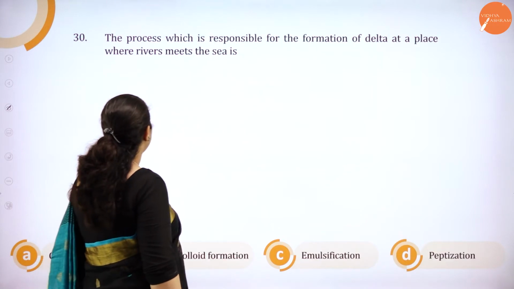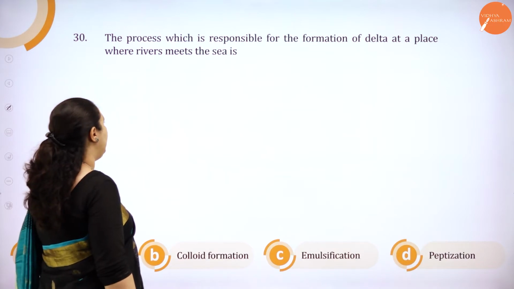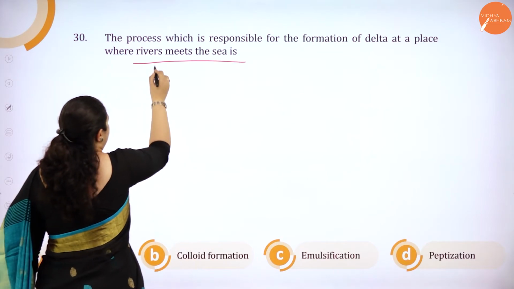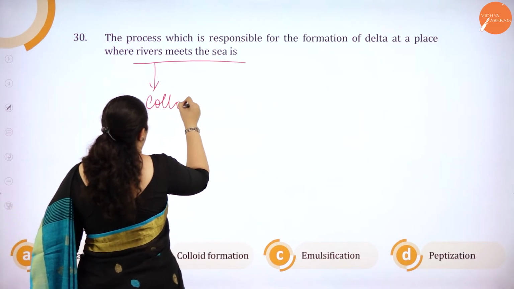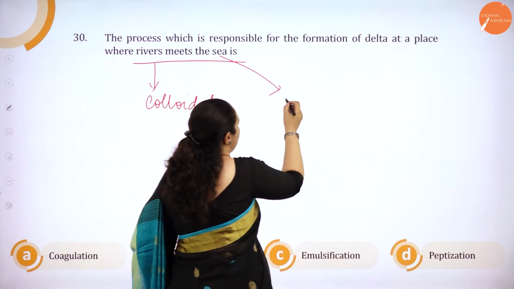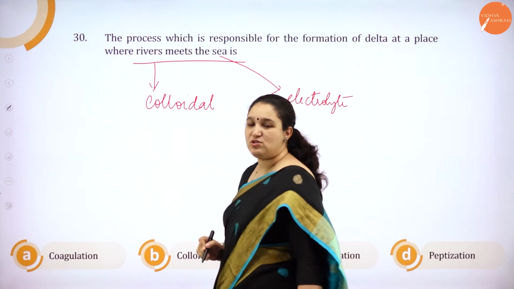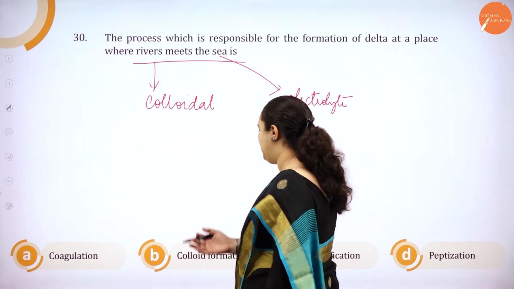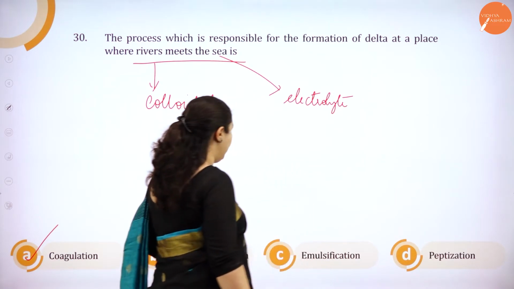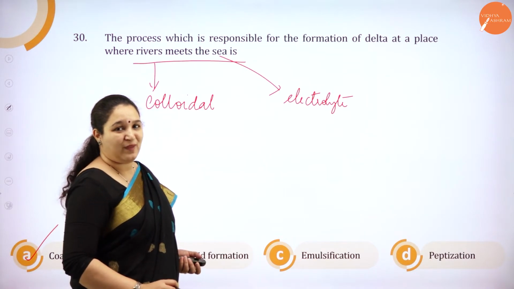Next question. The process which is responsible for the formation of delta at a place where river meets the sea is? River, colloidal solution. Sea, very rich in salt. Electrolyte. When electrolyte is added to a colloidal solution, what happens? Coagulation will take place. So the answer is coagulation. The other options are colloidal formation, emulsification, peptidization. No, it is coagulation.